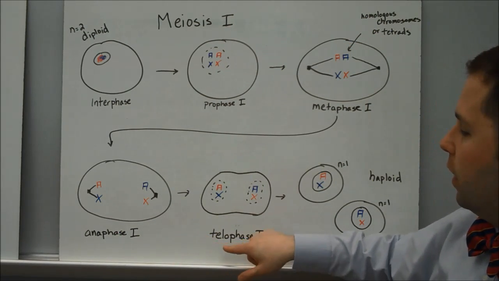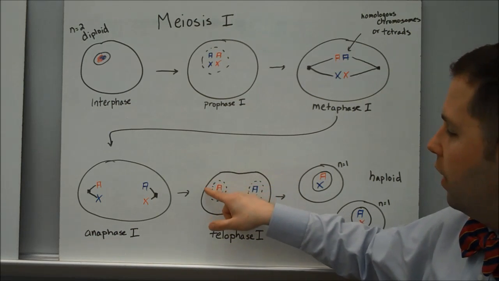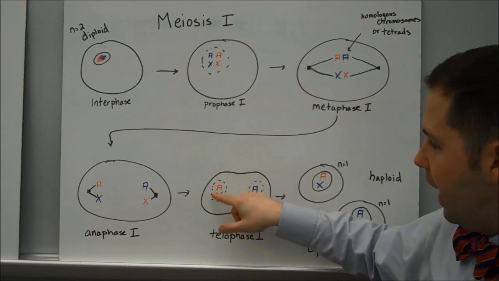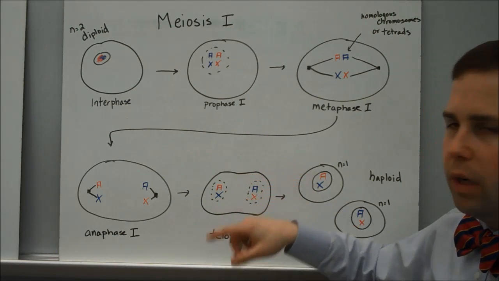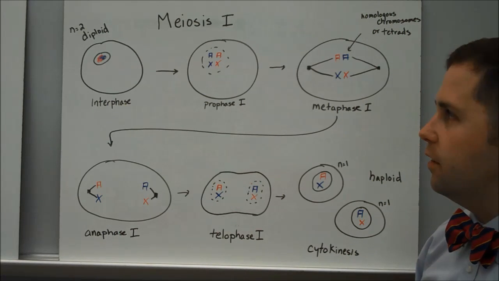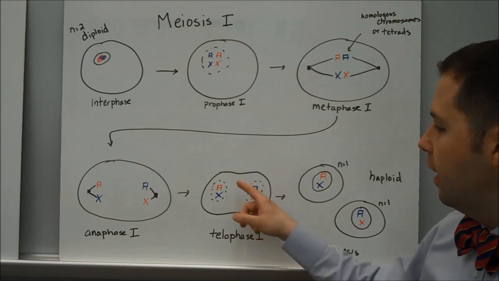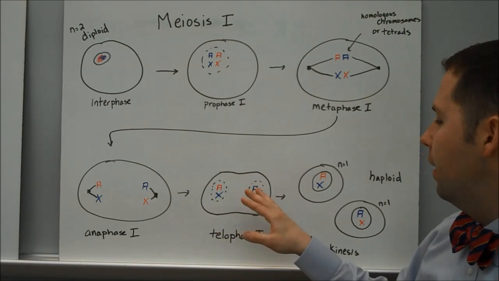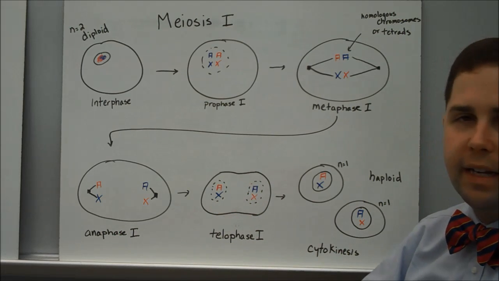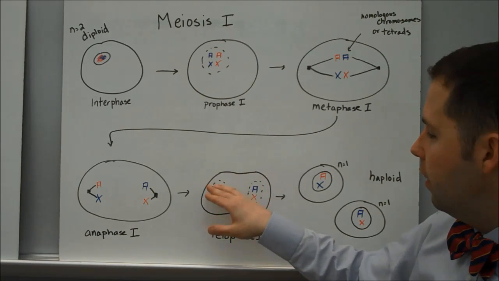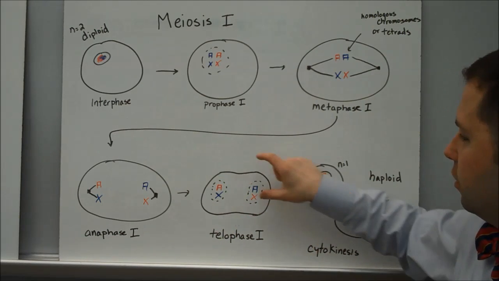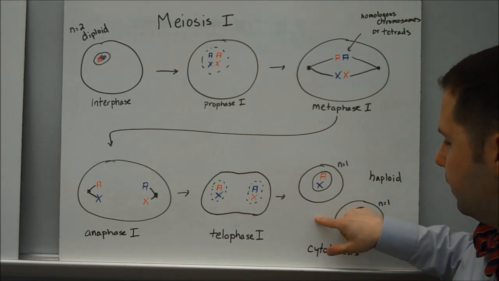Following anaphase 1, we go to telophase 1, where the nuclear envelopes start to reform. The chromosomes in telophase 1 can decondense in some cells. However, in other cells that proceed to meiosis 2 very quickly, they don't actually decondense here. So for our purposes, we can say that these are not decondensing because we're going right into the next step after this. So the nuclear envelope starts to reform in telophase, and then we get to cytokinesis. So we've now divided into two cells.